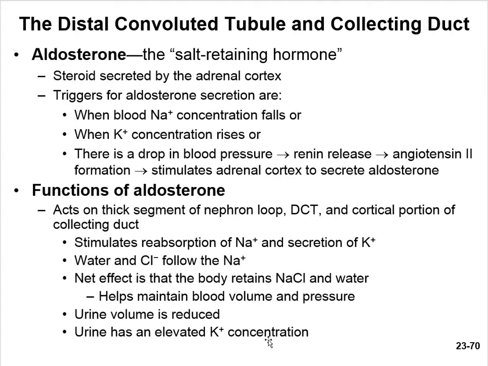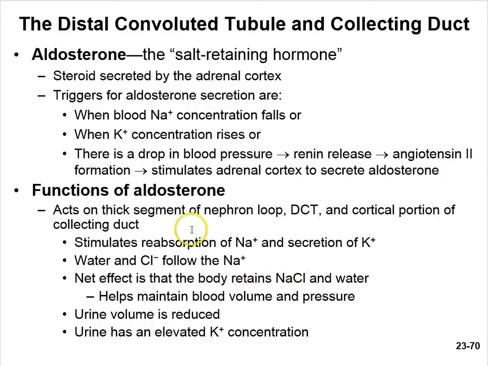Aldosterone is the salt-retaining hormone. Remember, this steroid is secreted by the adrenal cortex. The triggers for aldosterone secretion are when your blood sodium concentration falls, or when potassium is too high, or there's a drop in blood pressure. Then renin is released, which leads to angiotensin II, and then it stimulates the adrenal cortex to secrete aldosterone.